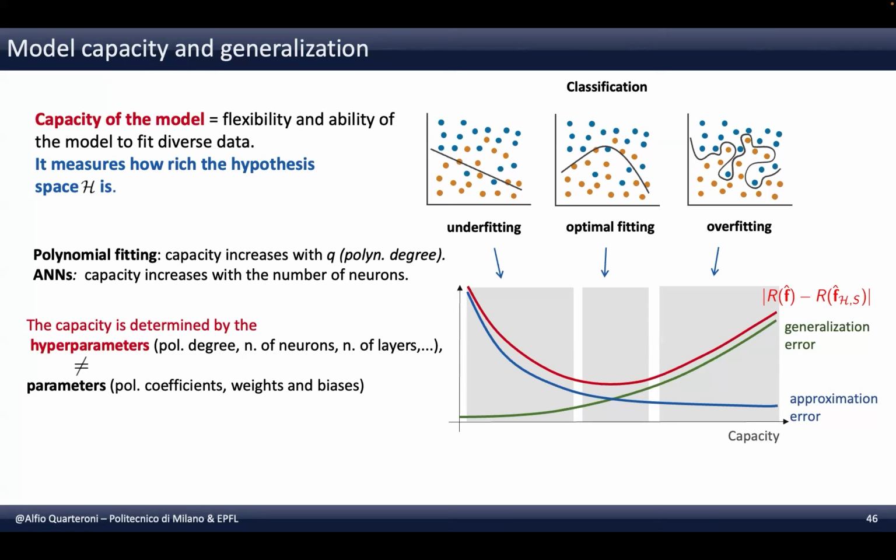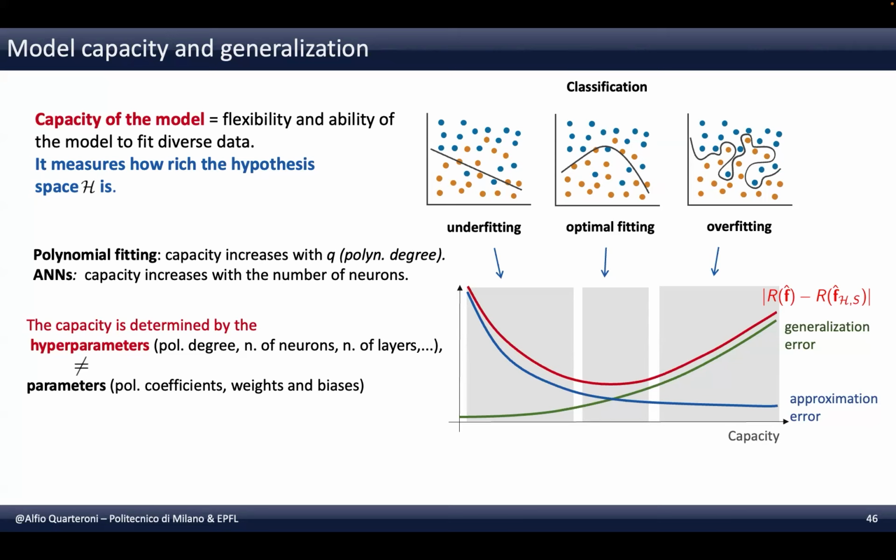For instance, if you use a polynomial fitting as a model, the capacity will increase with the polynomial degree. If you use an artificial neural network, the capacity will increase with the number of neurons. So you know that you can operate on this element, the number of neurons, in order to increase the capability of the model to fit diverse data. This capacity here is basically driven by the hyperparameters. The hyperparameters are those that are behind the architecture of the neural network.